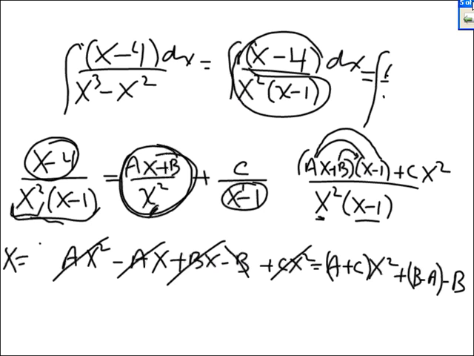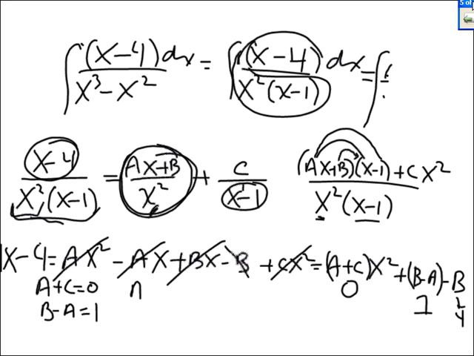X take away 4. It has no x squares. It has 1x, and it is taking away 4. That is, let's write it to the left. A plus c should be 0. B minus a should be 1.